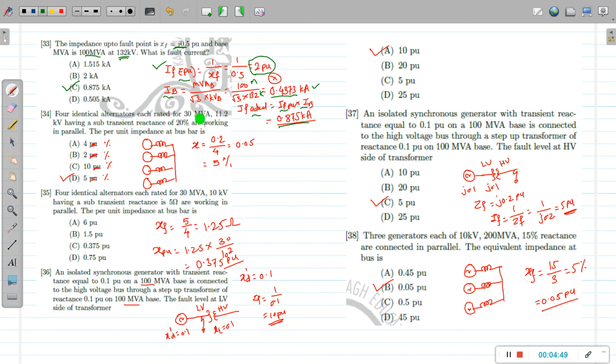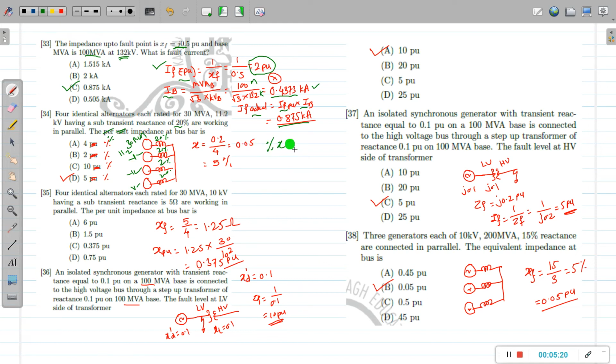Four identical alternators are connected. Four identical alternators rated 30 MVA, so each alternator is of 30 MVA, and the voltage level is 11.2 kV, having the subtransient reactance of 20%, meaning each is having the reactance of 20%. We have to calculate the percentage reactance at the bus bar. What is the percentage reactance at the bus bar?